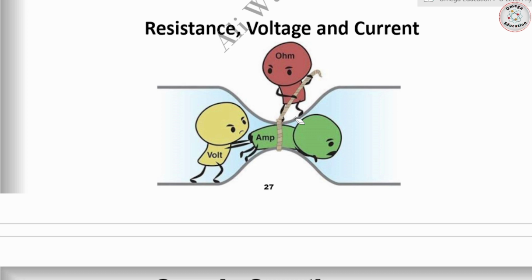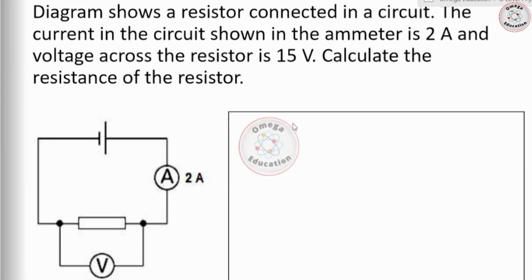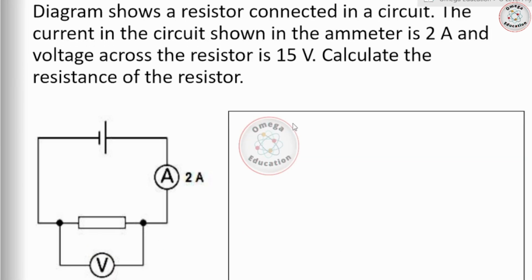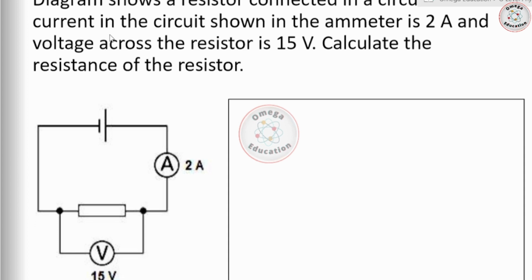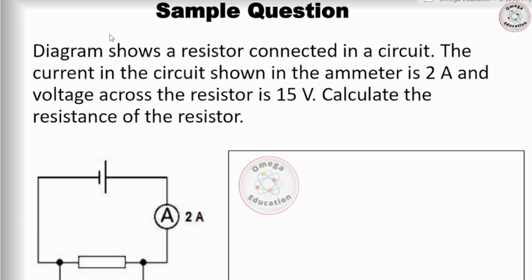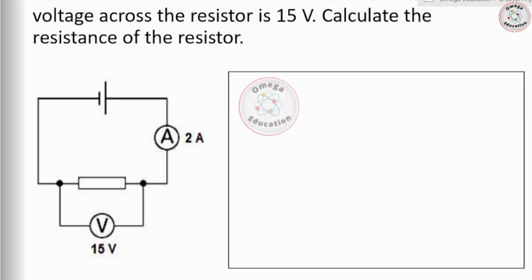Let us solve some of the sample questions. Here we have another case. A diagram shows a resistor connected in a circuit. The current in the circuit shown in the ammeter is 2 amperes. And the voltage across the resistor is 15 volts. Calculate the resistance of the resistor. So you need to score the marks. So first of all, you write down the formula. And you get independent marks for writing down the formula even if there's some mistake in the calculation.